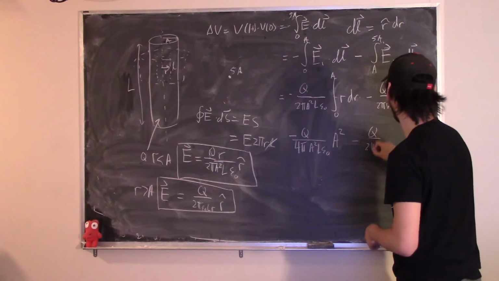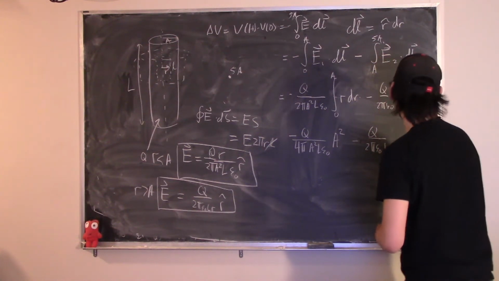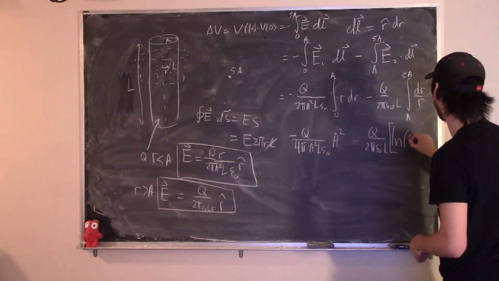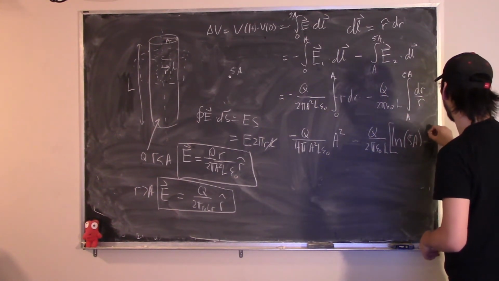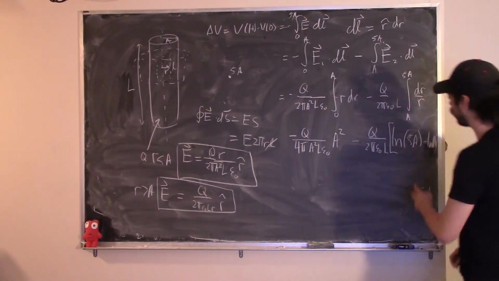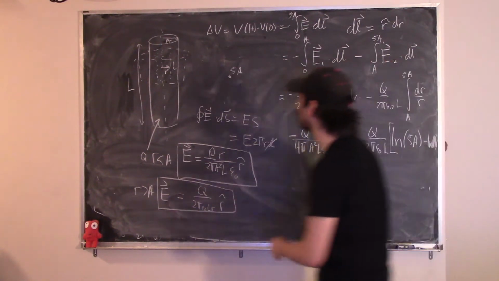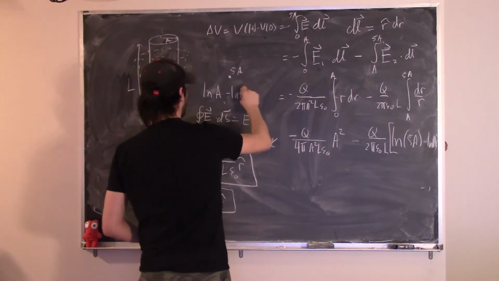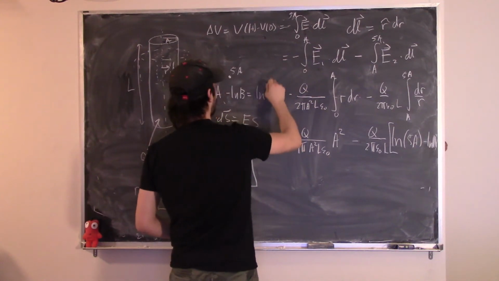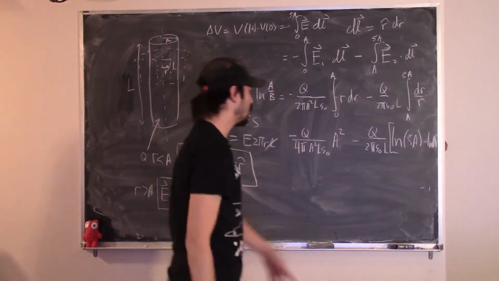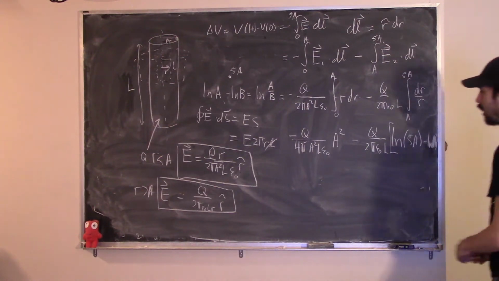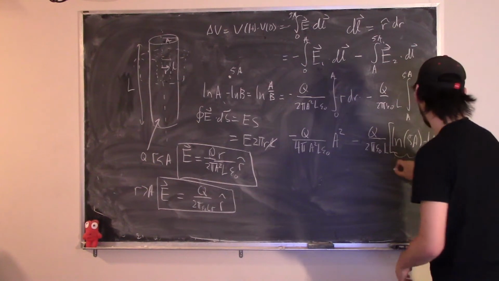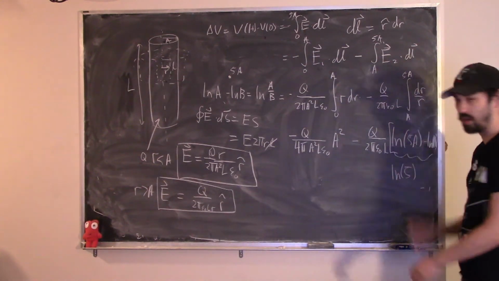Minus Q divided by 2 pi epsilon naught L times the natural log of, really this is the natural log of 5a minus natural log of a. And so when I have a difference of natural logs, there's a rule that says that if I have the natural log of a minus natural log of b, this is going to be equal to ln of a divided by b. And so that allows me to bring these two together, and so then what I see in the end is this term right here is going to be a natural log of 5.